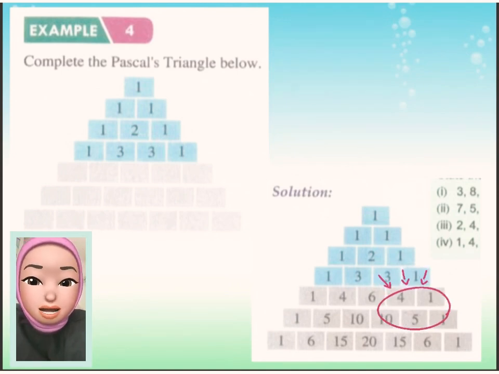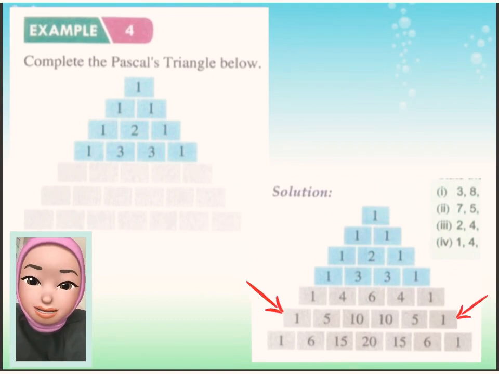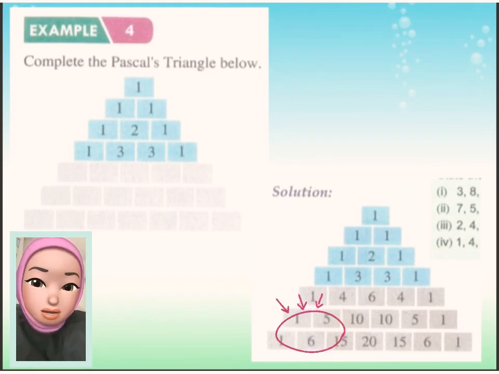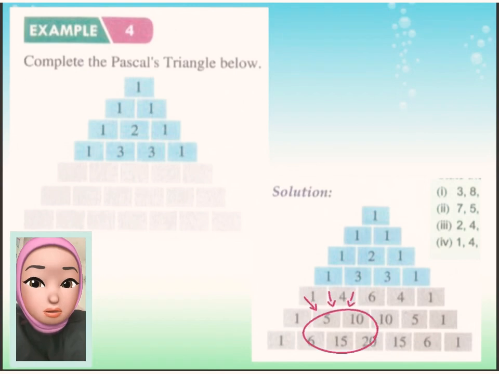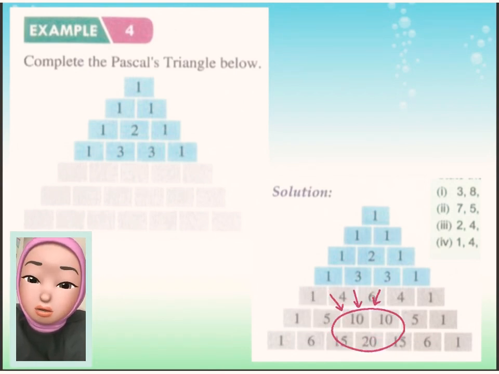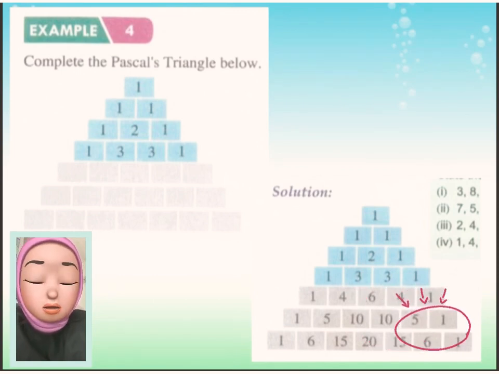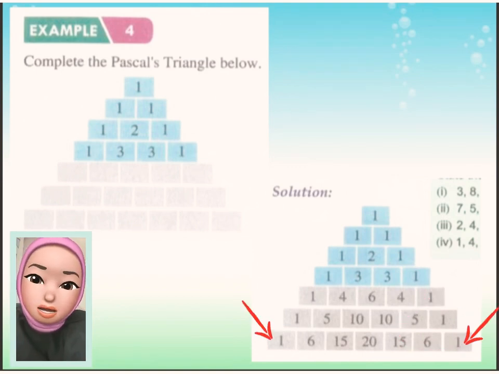Side by side, you need to add number 1. So the last row, 1 plus 5, you'll get 6. 5 plus 10, we get 15. 10 plus 10, we get 20 in the middle. Then 10 plus 5, we get 15. 5 plus 1, we get 6. Then side by side, we need to write number 1.